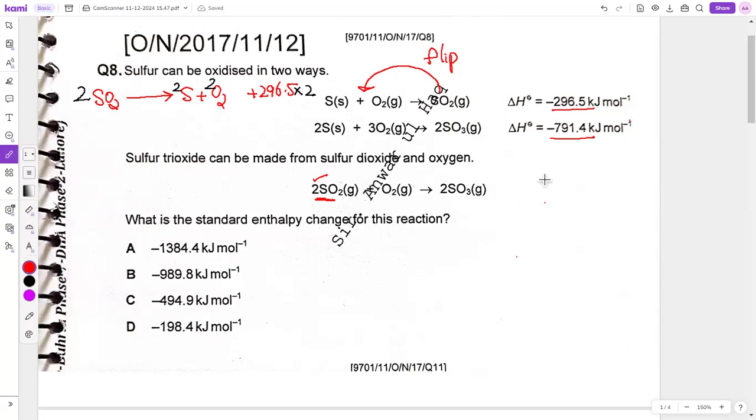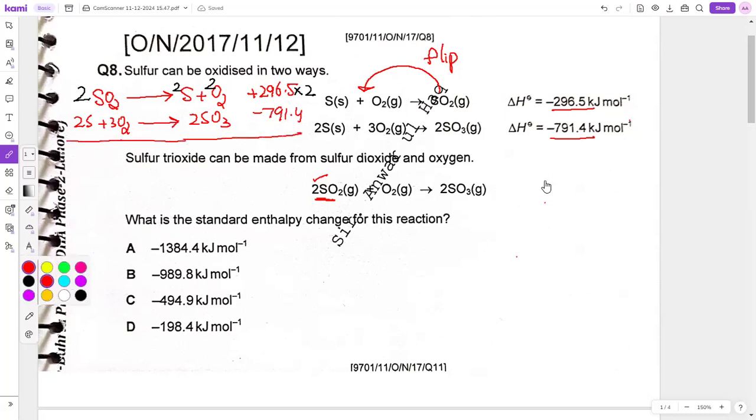अच्छा फिर बेटा सेकंड इक्वेशन को फ्लिप करना है कि नहीं? सेकंड इक्वेशन को एज इट इज लिखें: 2 मोल सल्फर प्लस 3 मोल्स ऑफ ऑक्सीजन एंड इट गिव्स यू 2 moles of SO3. Enthalpy change is minus 791.4. Now add these two equations. So, बताओ cancellation किसकी होनी है? 2s is cancelled with 2s. What about oxygen?